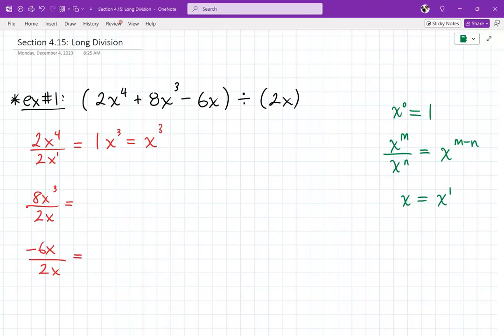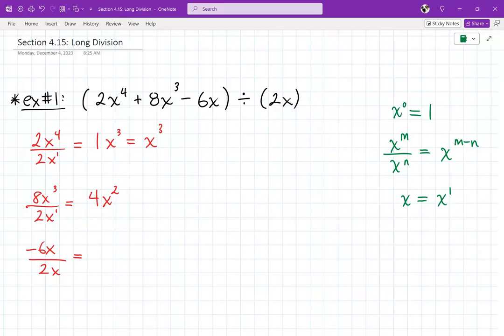Let's do the next part. 8x cubed divided by 2x. So 8 divided by 2, that's 4. And then x cubed divided by x to the 1st is x to the 2nd, right? So there we go. We're done with that one.